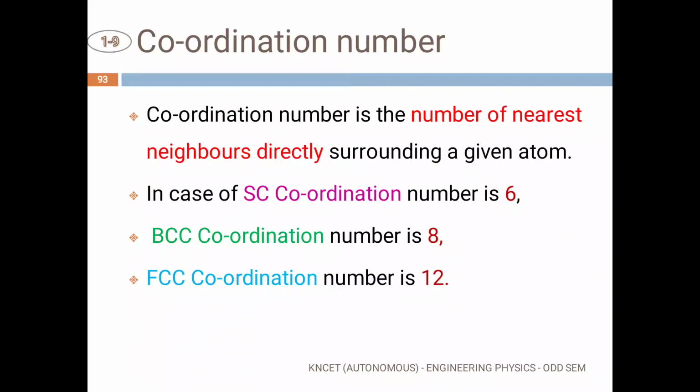The next parameter is coordination number. It is defined as the number of nearest neighboring atoms to a particular atom. In simple cubic, it is 6. In body-centered cubic structure, it is 8. In face-centered cubic structure, it is 12.